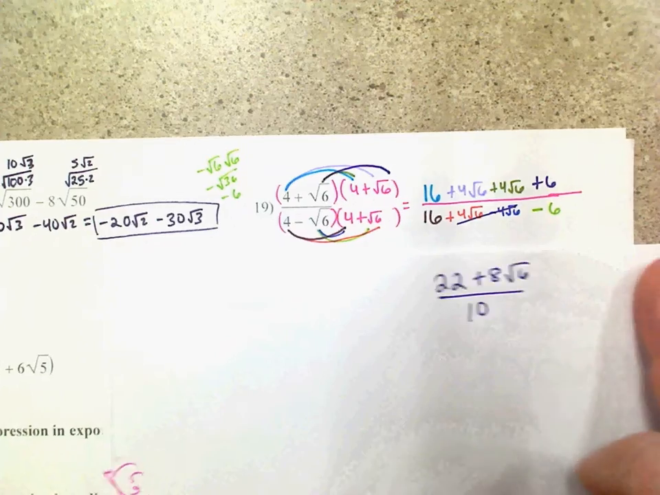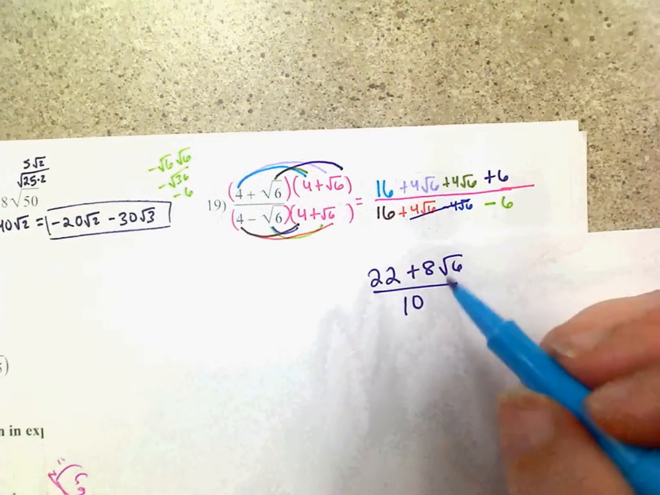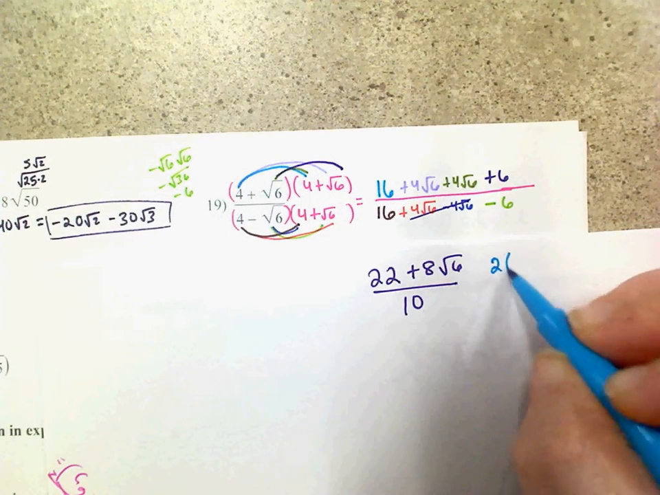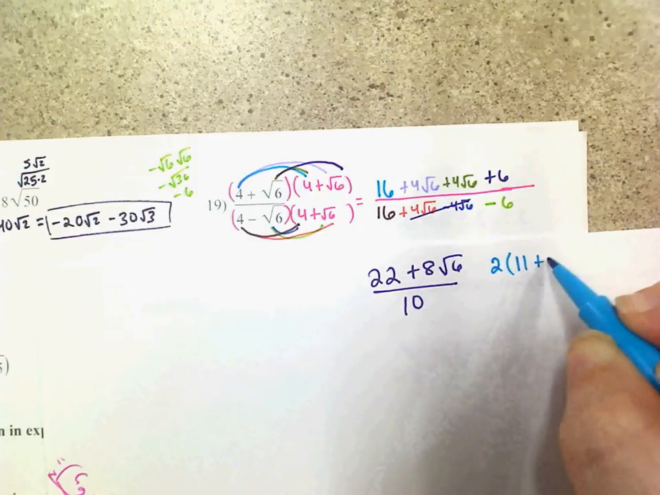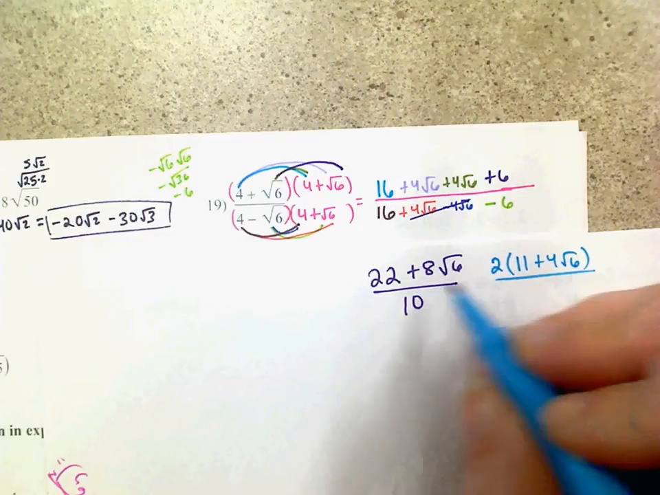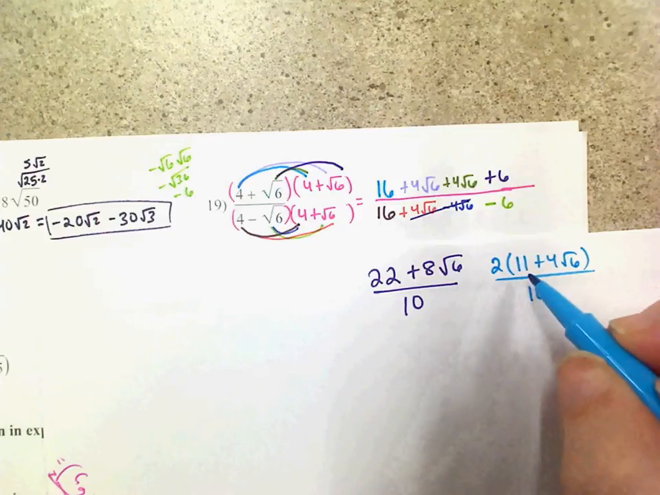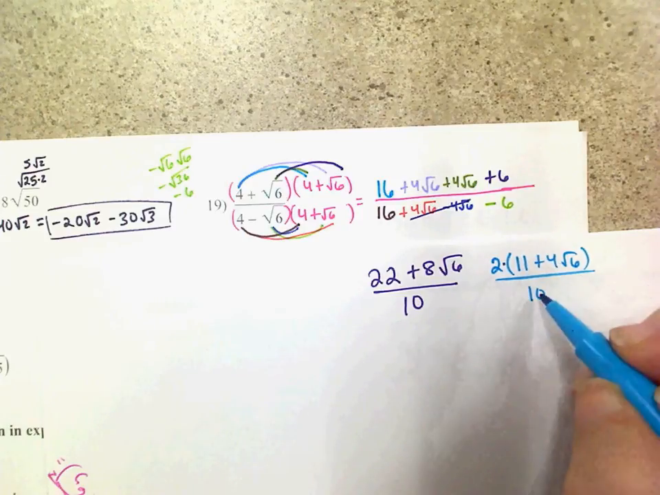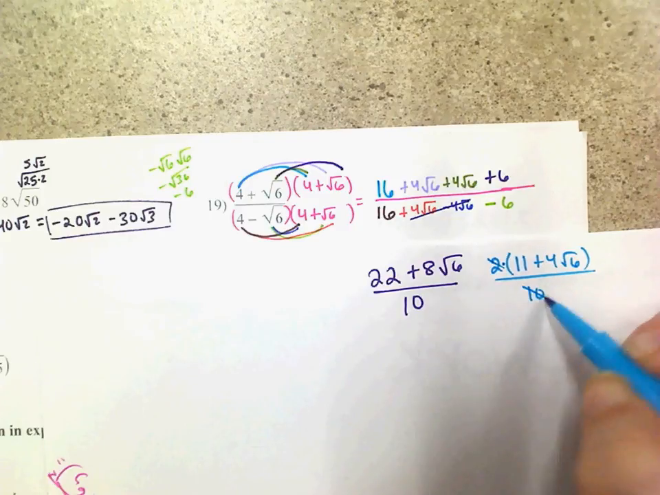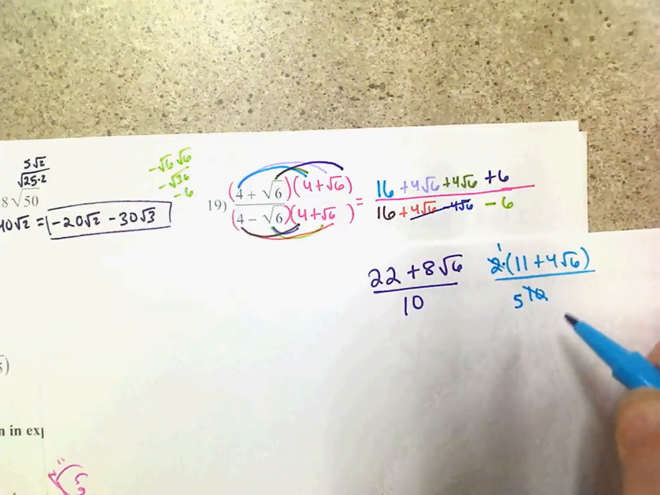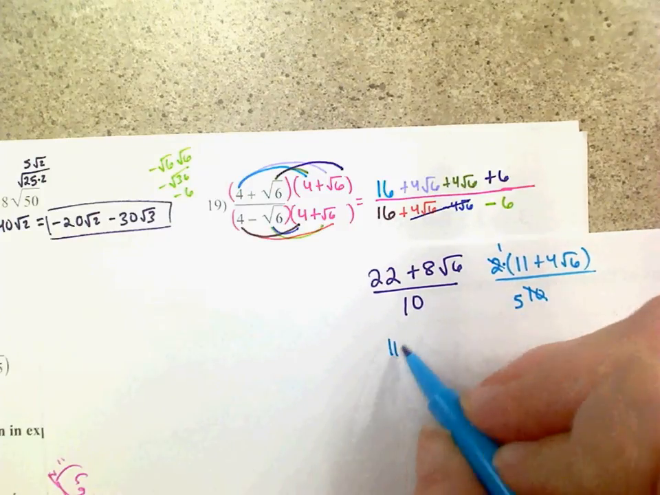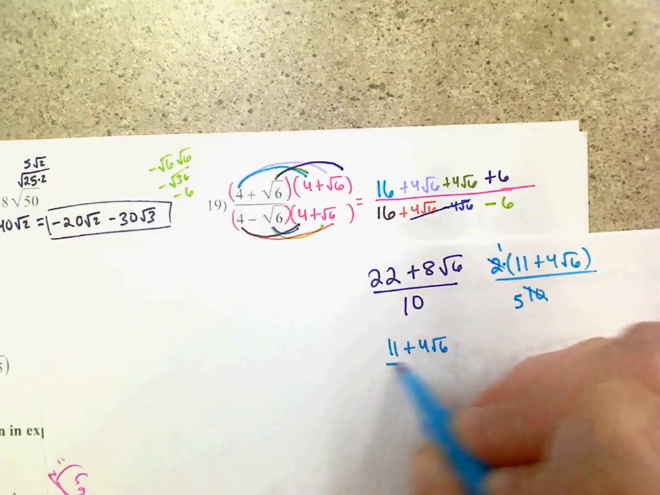And the reason why I can simplify all three of these out is because I could factor a 2 out of the numerator, and I'm left with 11 plus 4 square roots of 6. So I divided both of these by 2 and put it out. And then, see how it's now multiplication and division? 2 times this divided by 10. Well, 2/10 is 1/5. So I might as well just be saying 11 plus 4 square roots of 6 divided by 5. But that's the same.